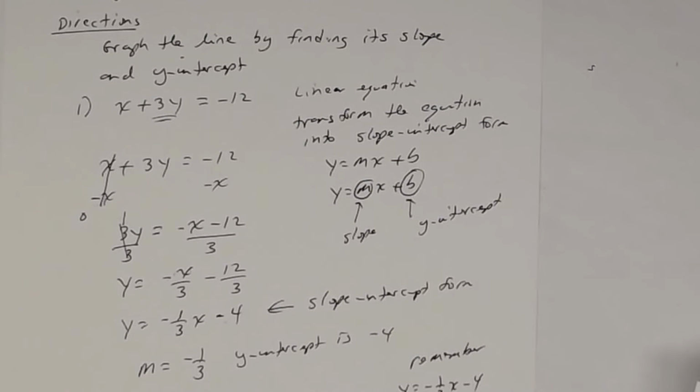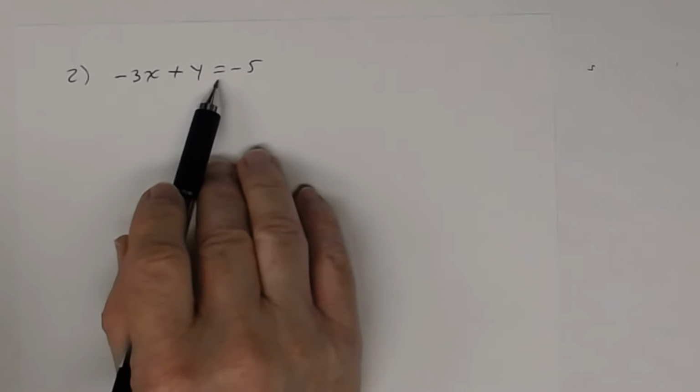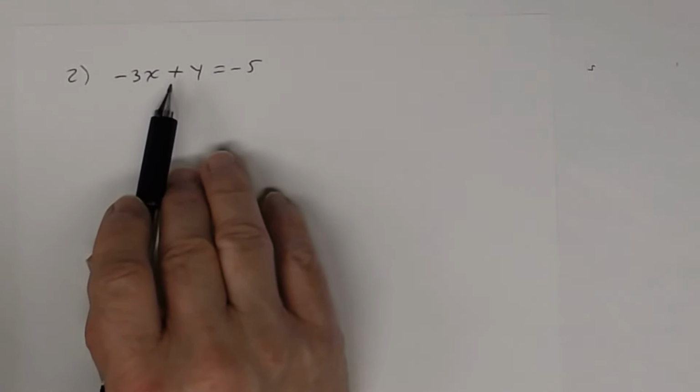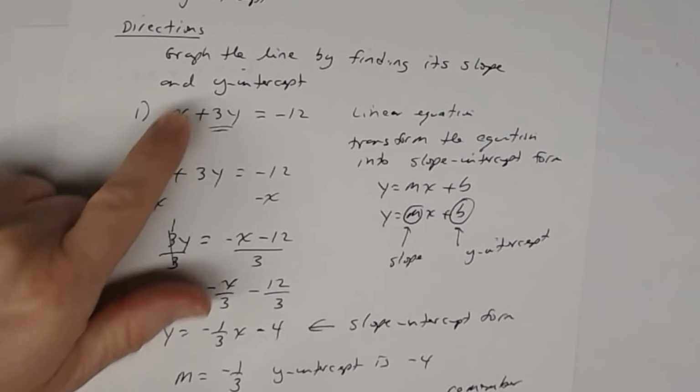Let's look at number 2. So here's number 2. That's the equation for number 2. So you have this linear equation, negative 3x plus y equals negative 5. And remember, you want to graph the line by finding its slope and y-intercept.